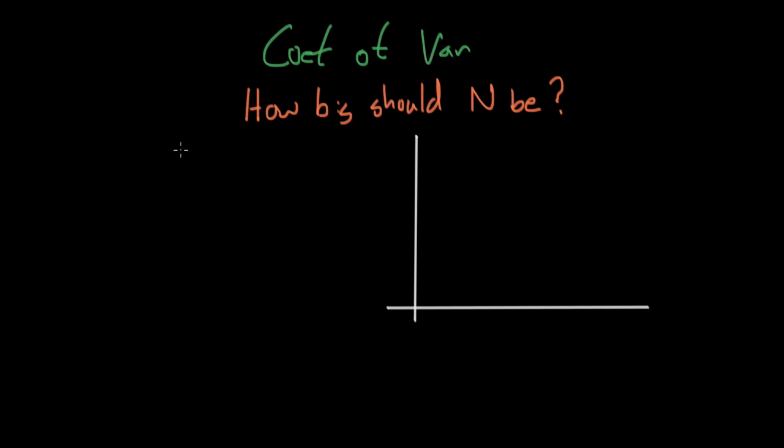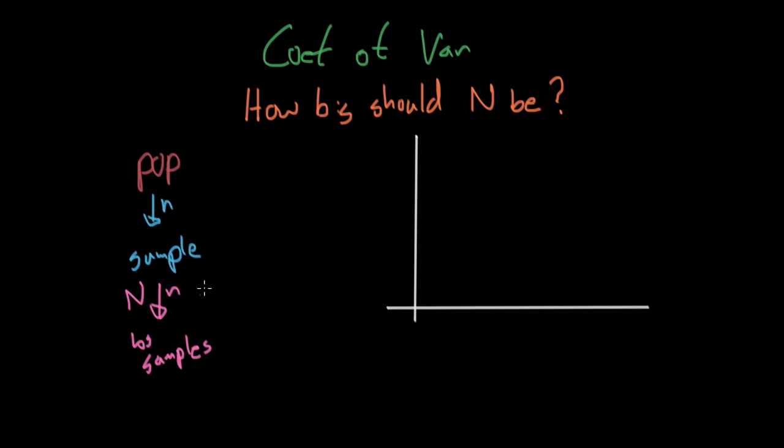Okay, so let's remind ourselves what N is. We have a population. We sample from this population with a sample size of lowercase n. And from this sample, in order to construct, for example, a bootstrap confidence interval, we take lots of bootstrap samples. Each of these bootstrap samples will be size n. However, we will be taking capital N of these bootstrap samples. So how big should this capital N be?